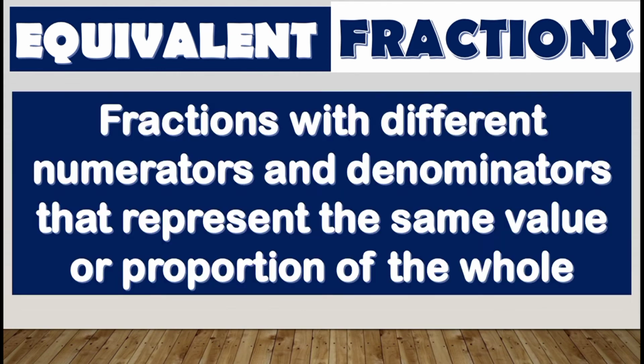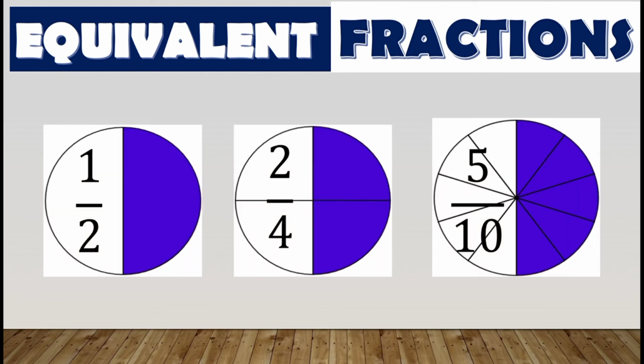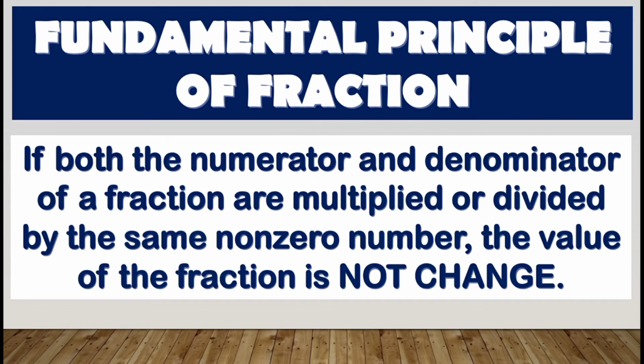Equivalent fractions. Equivalent fractions are fractions with different numerators and denominators that represent the same value or proportion of the whole. Examples: 1/2, 2/4, 5/10. Based on an illustration, they are considered equivalent fractions. This would be the fundamental principle of fraction. If both the numerator and denominator of a fraction are multiplied or divided by the same non-zero number, the value of the fraction is not changed.